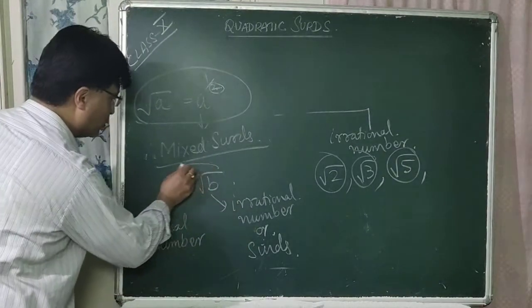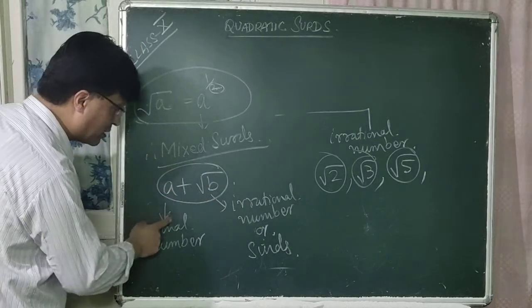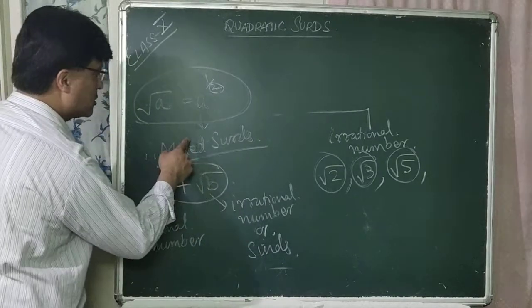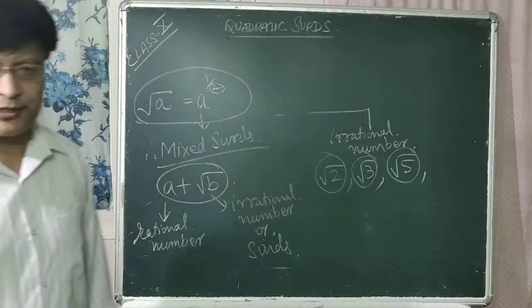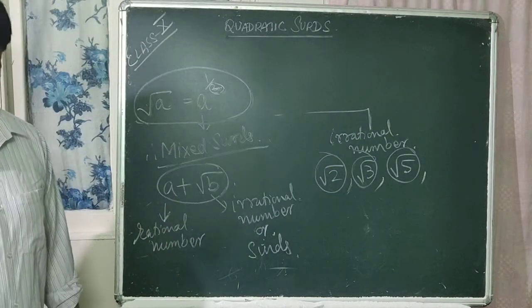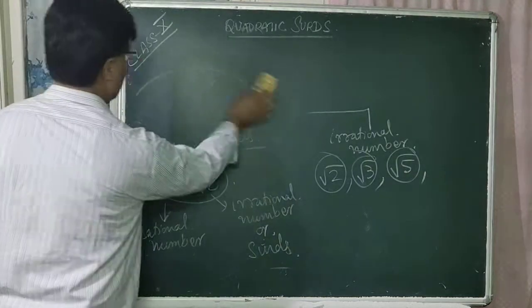So together, a plus root b is a mixture of a rational number and an irrational number or surds. So this type of number is known as what? Mixed surds. यस्तो खालको नम्बरलाई चाहिँ हामी के भन्छौँ? Mixed surds भनेर भन्छौँ. Is that clear now? Now next.